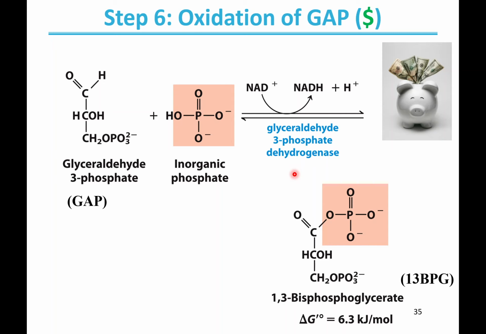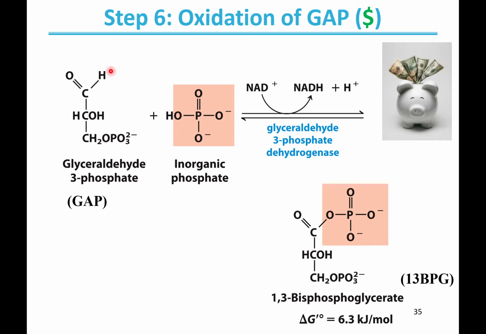All right, step 6 is the first step of the payoff phase, and it's the first step that actually yields energy. I denote that here with the little dollar sign. Okay, step 6, what's going on? You have glycerol aldehyde 3 phosphate. I should mention now the stoichiometry becomes doubled, because 2 glycerol aldehyde 3 phosphates are produced for each glucose. That's not going to be shown here on these slides, but just remember that in the back of your mind.